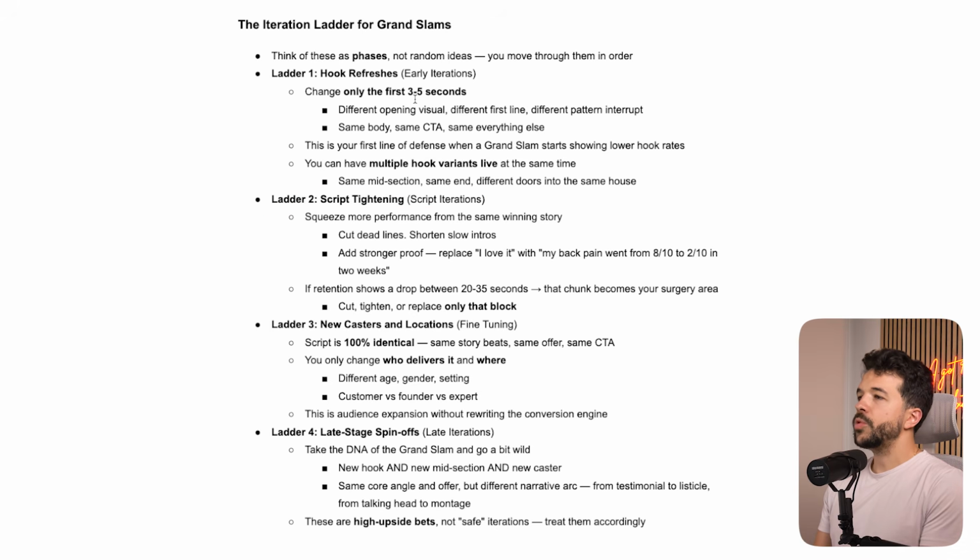Second ladder is the script tightening, and this is what we call the script iterations. This is where you squeeze more performance from the same winning story. You can cut dead lines, shorten the slow intros, add stronger social proof, or remove some testimonials. If retention shows a drop between 20 to 35 seconds, that chunk becomes your surgery area. So you play with it. You cut, you tighten, you replace only that specific block.